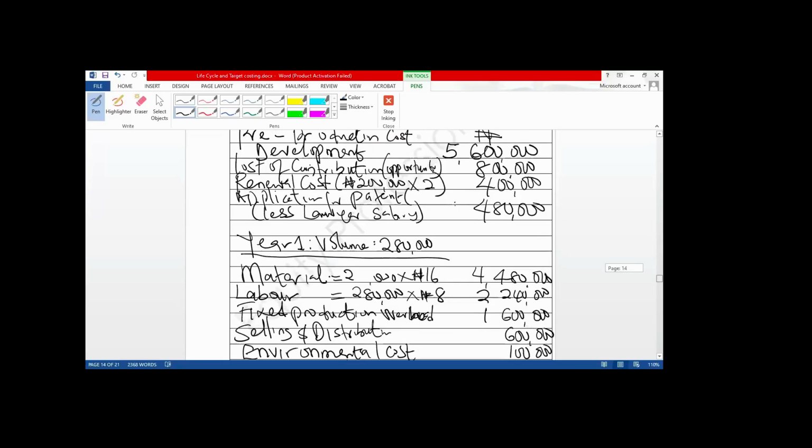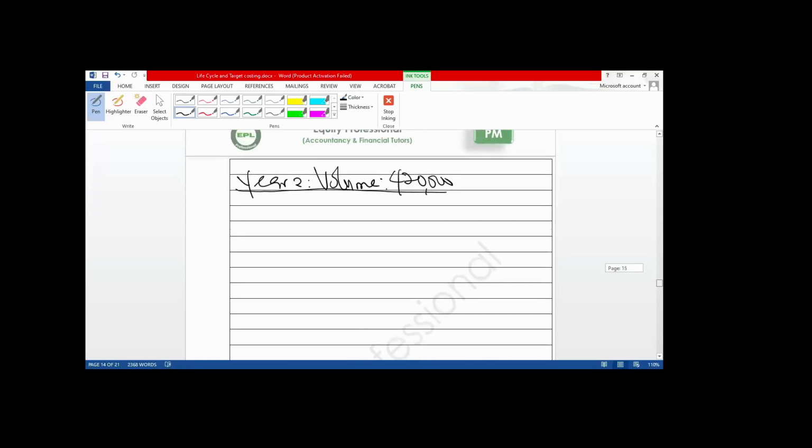Let's deal with this. Material cost becomes 420 multiplied by 14. How much? 5,880,000. Labor cost for year 2, multiplied by 7, is 2,940,000.